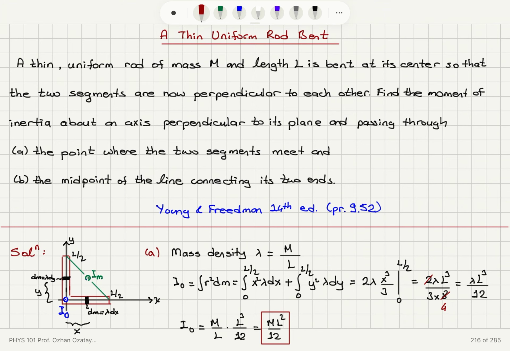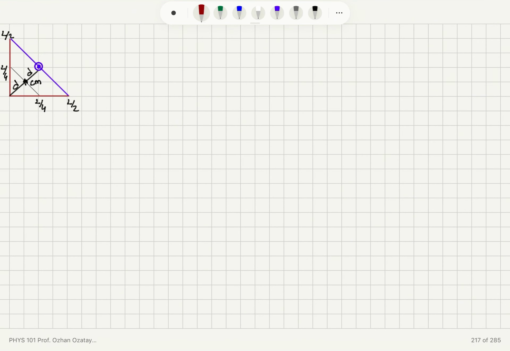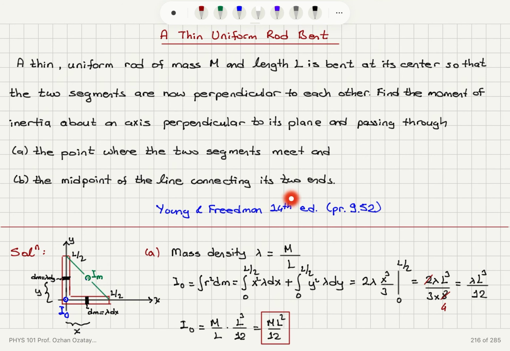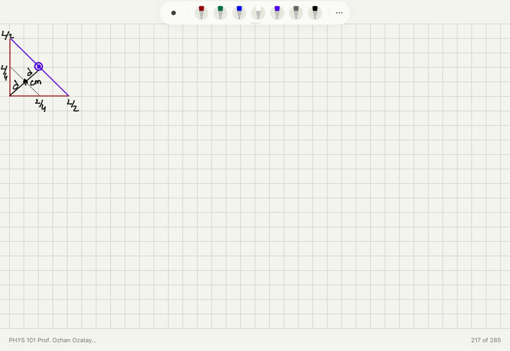Now, if we look at the line that is connecting the two ends, the midpoint of the line connecting its two ends, we can see that the center of mass for this distribution will be right here at a distance L over 4 on the x-axis and L over 4 on the y-axis. The center of mass location is basically L over 8 i hat plus L over 8 j hat. Okay, so this is L over 4 and we should be right in the middle here. So this will be L over 8 i hat, L over 8 j hat.